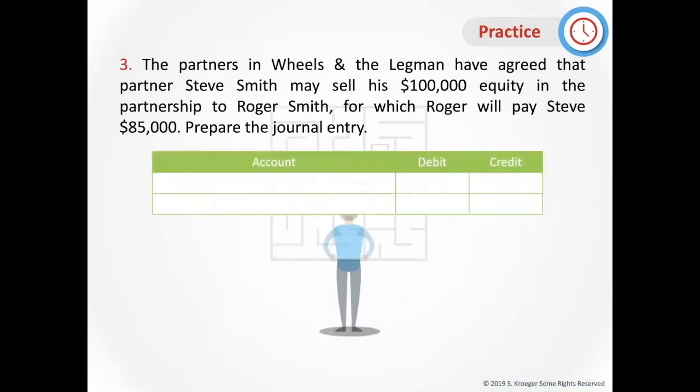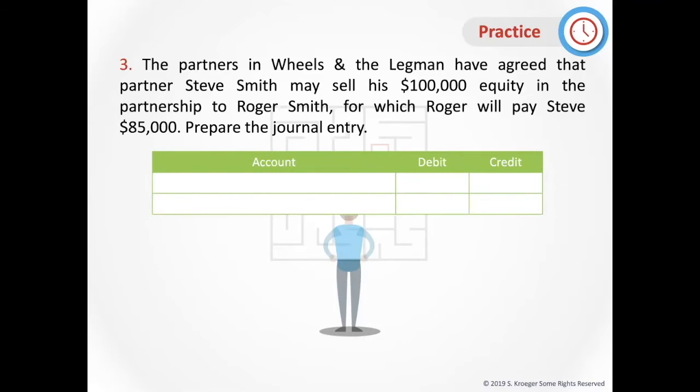The partners in Wheels and the Legman have agreed that partner Steve Smith may sell his $100,000 equity in the partnership to Roger Smith, for which Roger will pay Steve $85,000. Prepare the journal entry. In this case, Steve Smith is getting out of the business and Roger Smith is replacing him. Roger is getting a $100,000 equity investment in the business, but is only paying $85,000 for it.